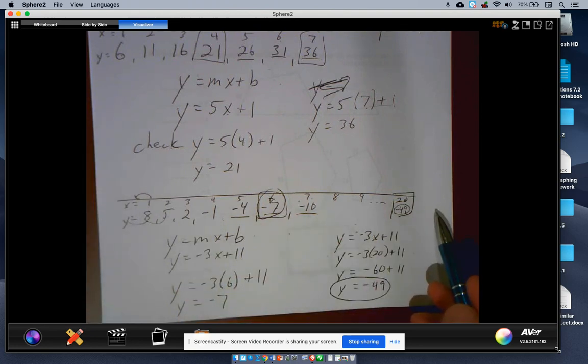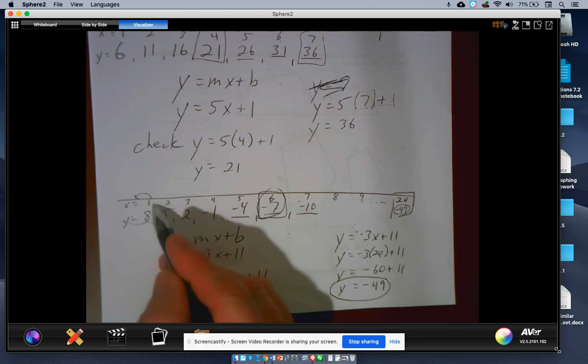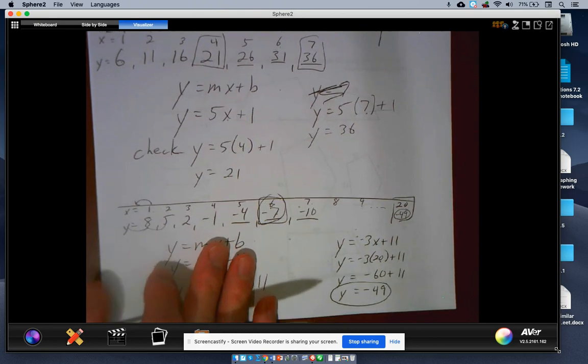The 100th term would be -3 times 100 plus 11. So -300 plus 11. So -289 would be the 100th term. So you can do this for any term. All you got to do is plug in the x value, the term number, and it'll find the other one for you. All right. So that is, in short, arithmetic sequences.